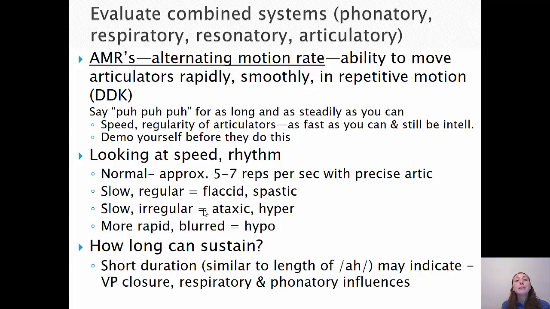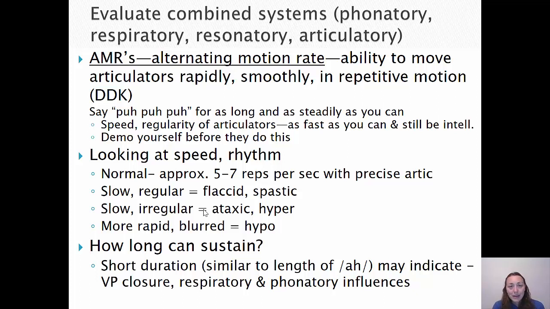I'll time afterwards and record AMRs and put how many reps per second, to get that average. However, that data in and of itself does not connect the dots, right? So we have to understand if they're really fast or really slow perceptually, and on top of that data, what type of dysarthria that may help us with.